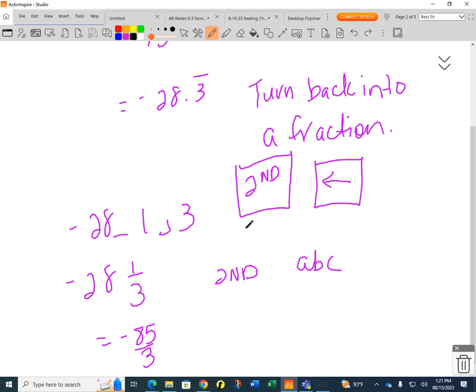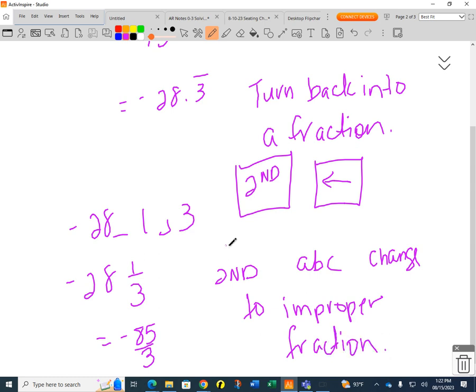So to go from a mixed number to an improper fraction, so second ABC, it'll change to an improper fraction. Boys, you're going to stop talking. I know it's my fault. I didn't move you today. So these are the buttons. So once you have a mixed number, you hit second ABC, and it'll change it back to an improper fraction.